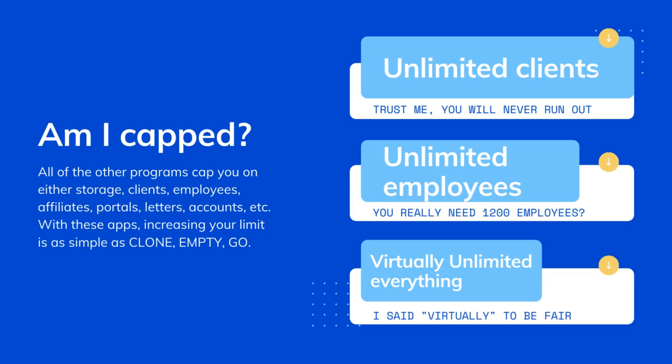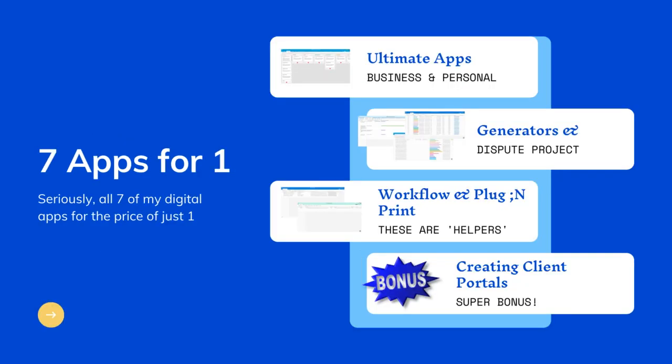That's why I have on here virtually unlimited everything. And I'm just saying virtually to be fair, because I don't believe in absolutes. All right. Okay, so once again, it's 7 apps for one. Seriously, all 7 of my apps are just the price of one. So the Ultimate Apps, Business and Personal, Generators, and the Dispute Project, the Workflow, and the Plugin Print. Those are kind of like the helpers. And then, as I said, there's a bonus in there on creating portals for your clients.